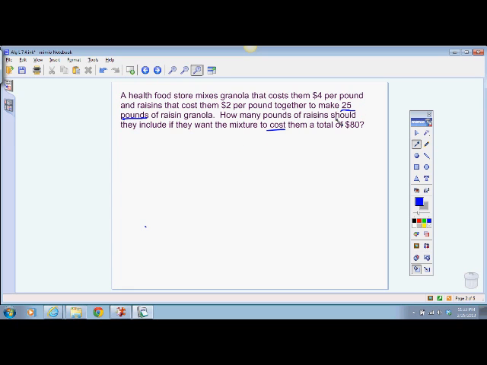I want to make 25 pounds. I'm going to have x pounds of granola and I'm going to have y pounds of raisins. But altogether, that needs to equal 25 pounds. So there's pounds. Again, x represents our granola and y represents our raisins.